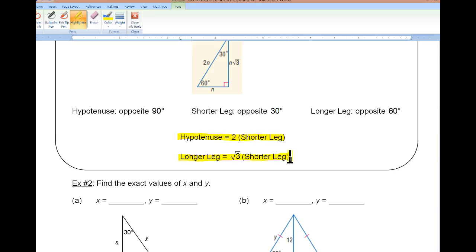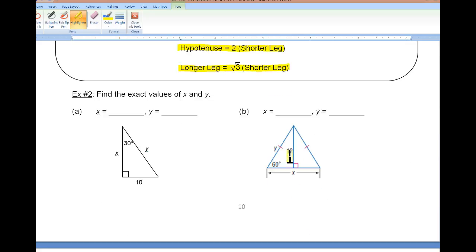Now, let's look at some examples. Okay, so I gave you which side? We have a shorter leg, a longer leg, and a hypotenuse. This is the shorter leg. This is the hypotenuse, and this is the longer leg.